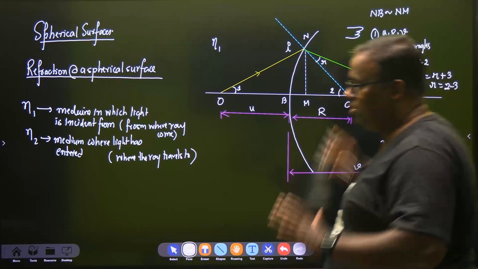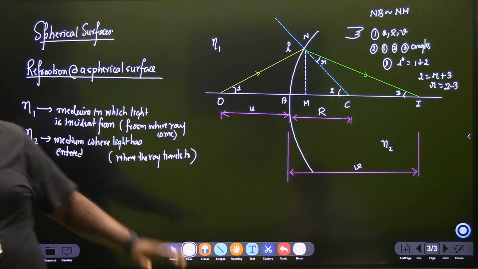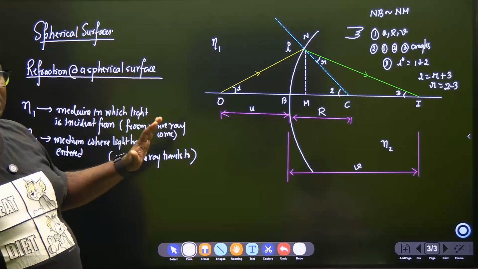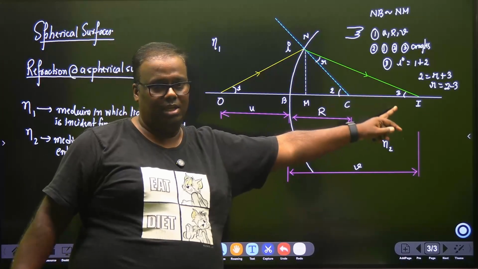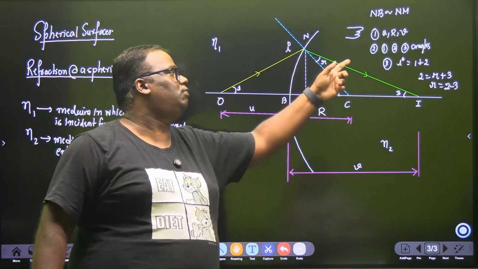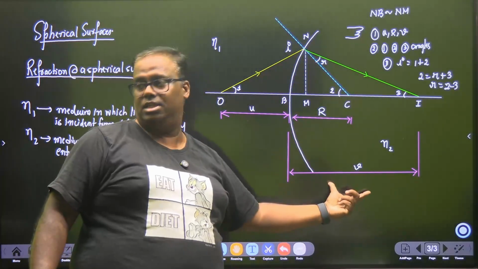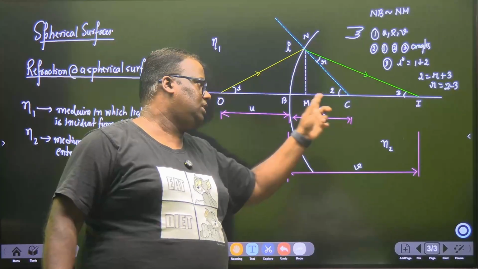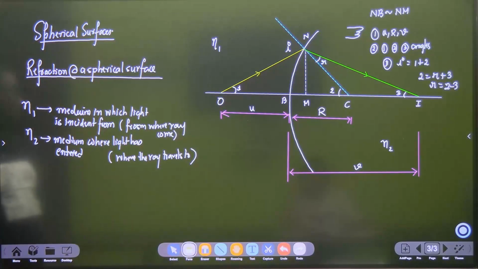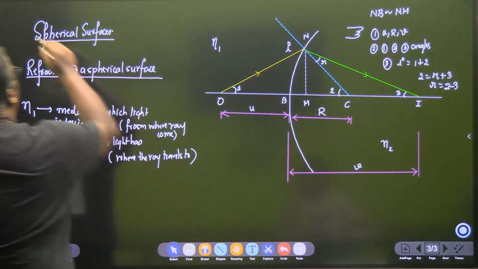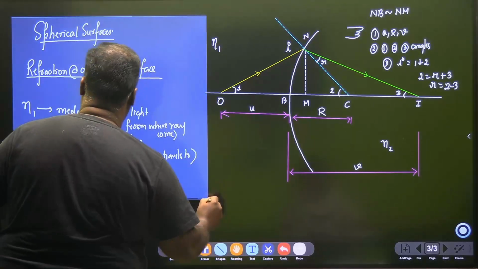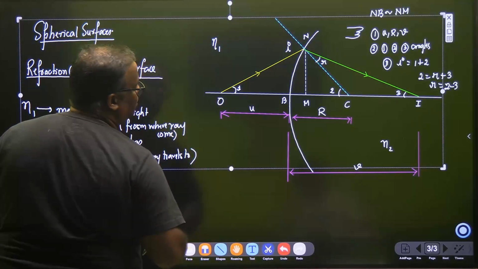Children, just absorb this. Have you understood? Draw the diagram. After you draw the diagram, there is nothing to memorize. Spot 1, 2, 3. Once you have found these, this one will form an exterior angle for these two. So let's see the derivation and try to get the refraction formula for a spherical surface.